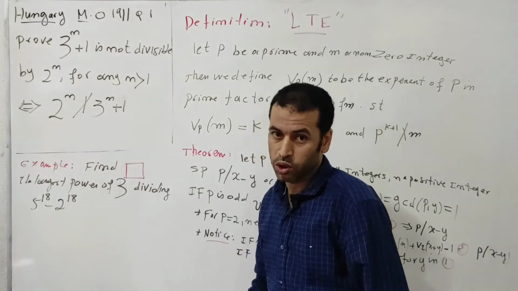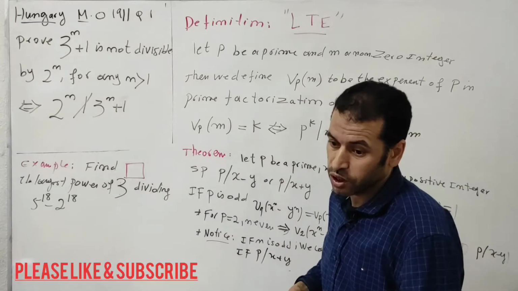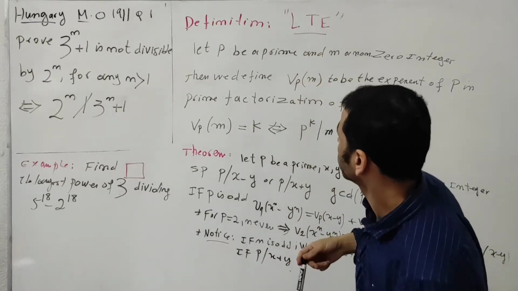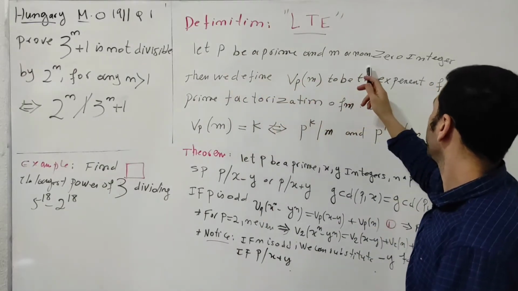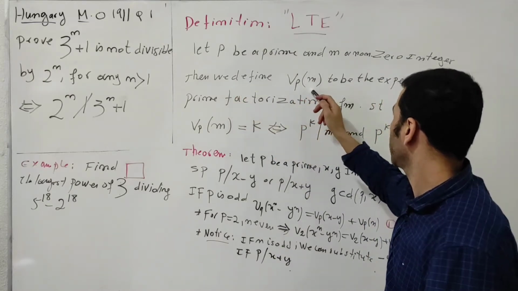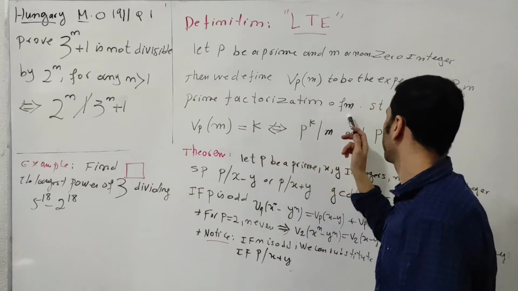Before I proceed with the solution of this problem, I'm going to remind you about a very important and useful theorem. It is called lifting the exponent. Okay, let's go through the definition. Let p be a prime and m a non-zero integer. Then we define v_p(m) to be the exponent of p in the prime factorization of m.